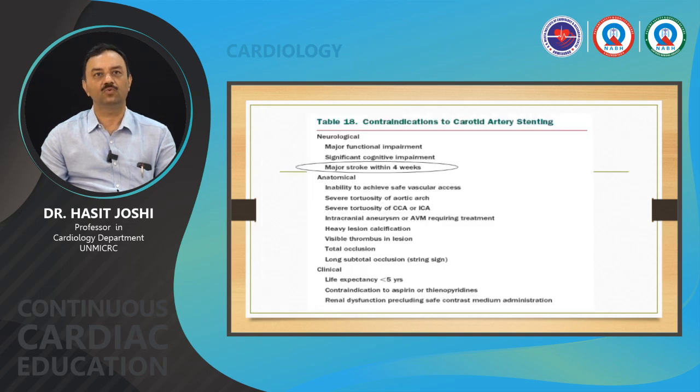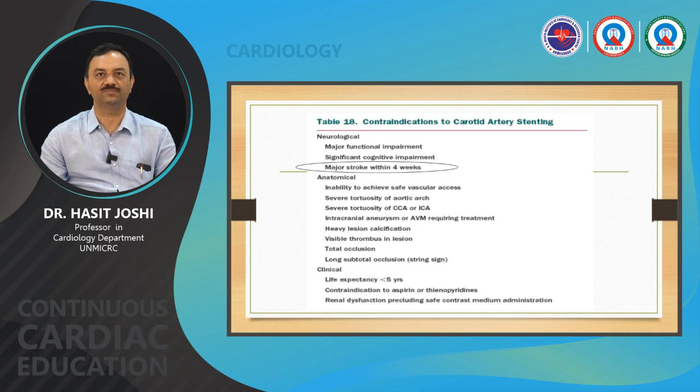Pre-evaluation of the patient: rule out major stroke within 4 weeks, and anatomical inability to achieve safe vascular access, severe tortuosity of the arch, aneurysm, heavy calcification. Visible thrombus in a lesion is a strict no-no. Total occlusion and long subtotal occlusion, however, can be done. And clinically, if life expectancy is less than 5 years, contraindications to antiplatelet therapy, and renal dysfunction precluding safe contrast medium administration.